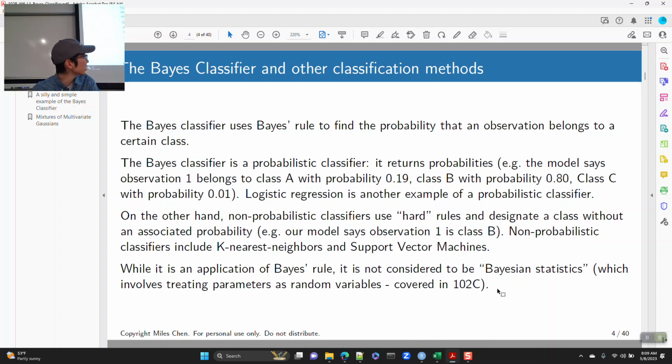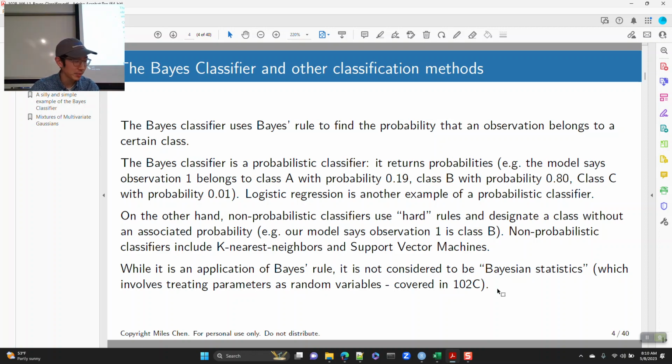There's no probability associated with that. The original K-nearest neighbors is non-probabilistic, though you can modify K-nearest neighbors a little bit to make it a little bit probabilistic too. We also have support vector machines, which sounds fancy, but it's just: let's draw a line. That's the classifier, and basically if you're on one side of the line, you're in this class, and if you're on the other side, you're in the other class.